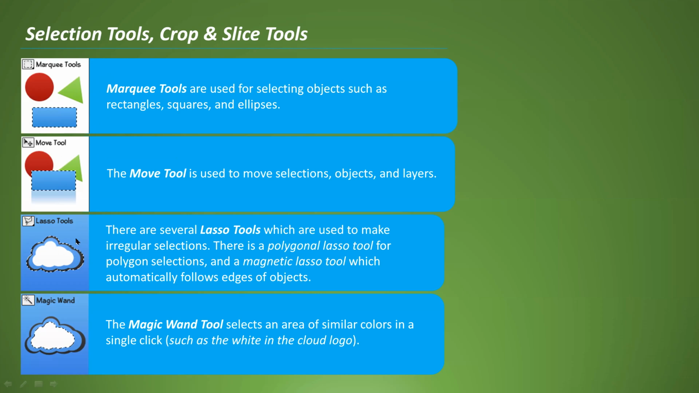Lasso tools, there are different lasso tools. For example, the polygon lasso tool can be used to select shapes of a definite boundary. If there is a definite boundary around a shape, then these tools are very useful. Magic wand tool is used for selecting subjects based on the color. So if you have a background with, say, for example, sky, if there are various hues of blue, this magic wand can easily select the different hues of blue, and you can make a selection.